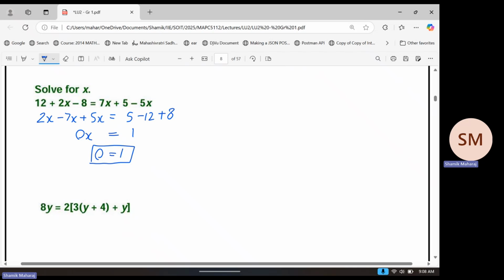Whenever we get something which is not true, so if we get a false statement, it means that there is no solution. There is no value of x for which this equation is valid, is what we're saying. There's no solution. Okay. So this is just something we have to remember. Whenever you get a false statement, it doesn't have to be 0 is equal to 1. It could be anything false: 2 is equal to 30, 5 is equal to 20, whatever. As long as it's a false statement at the end, then there's no solution.